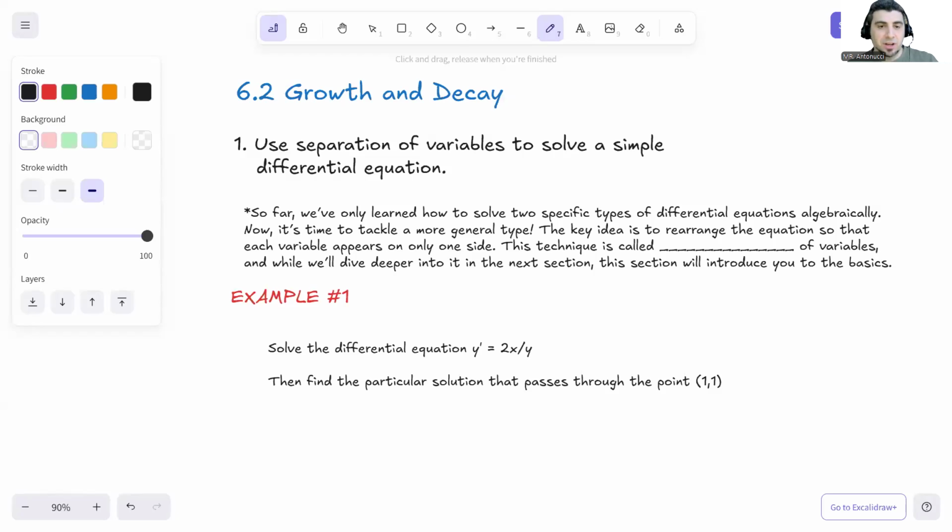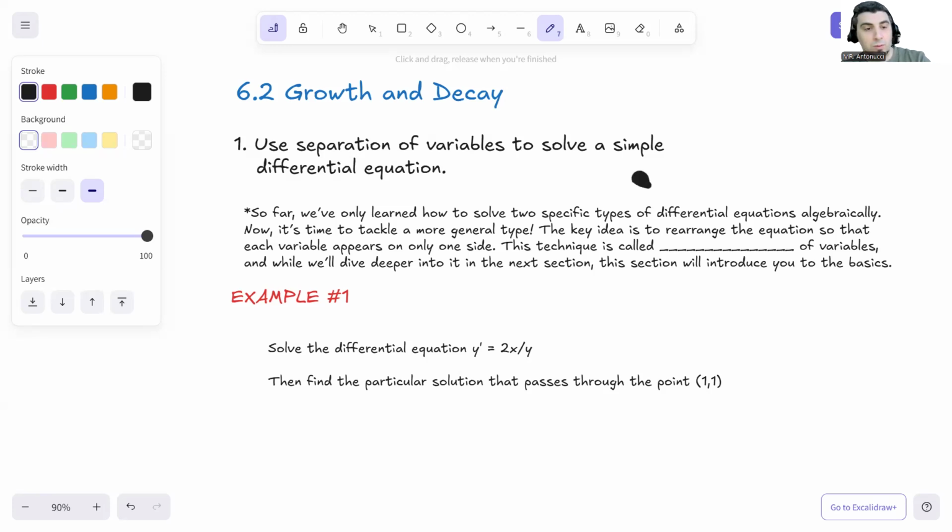All right, guys, Mr. Antonucci here, and we're starting section 6.2, which is growth and decay. And we're going to talk about using separation of variables to solve a simple differential equation in this quick video here. So up to this point, we've learned how to solve two specific types of differential equations.